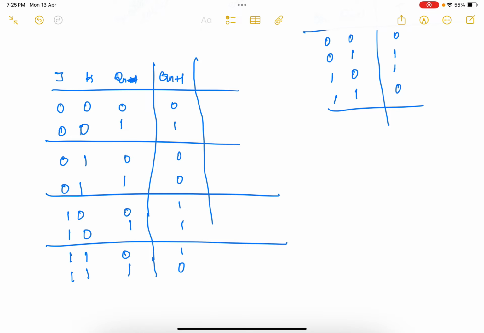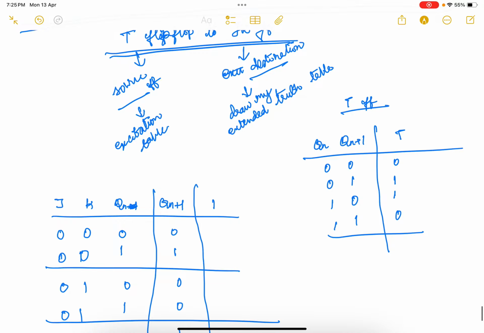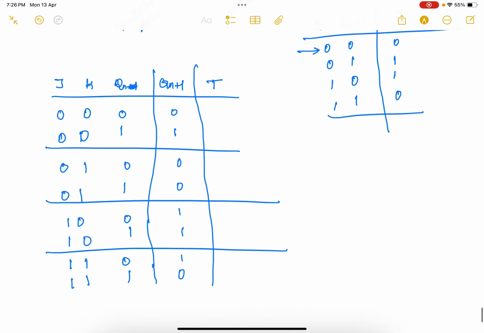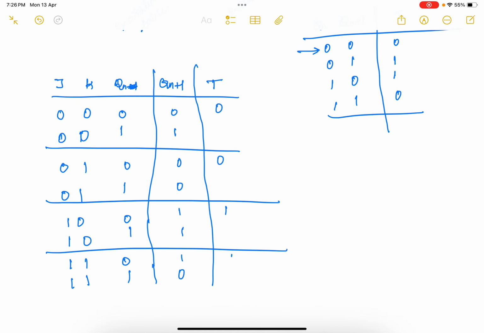Now I am going to draw the extended truth table, that is the excitation table with respect to T. So what is the excitation table? If it is 0 0, it should be equivalent to 0, and 0 1 means it is 1. Where you got 0 1? Here I am getting 0 1, and here also I am getting 0 1, and for 1 0 it is 1, and for 1 1 it is 0. Clear? So for 1 1 it is 0.